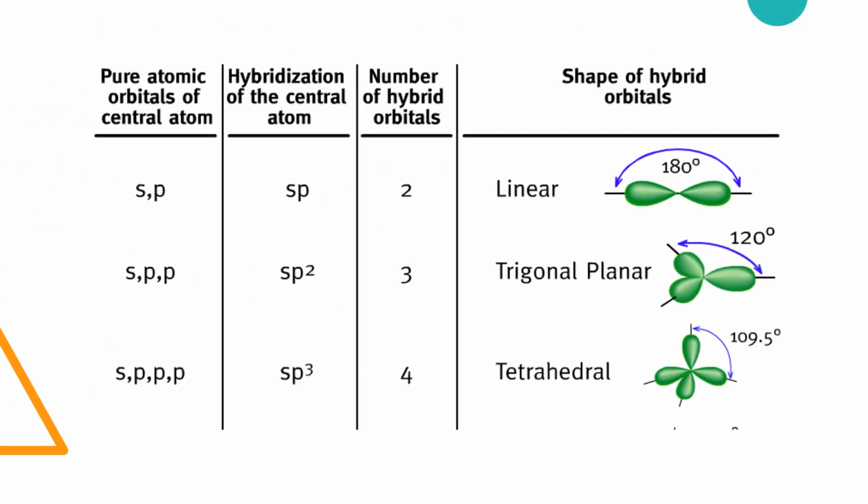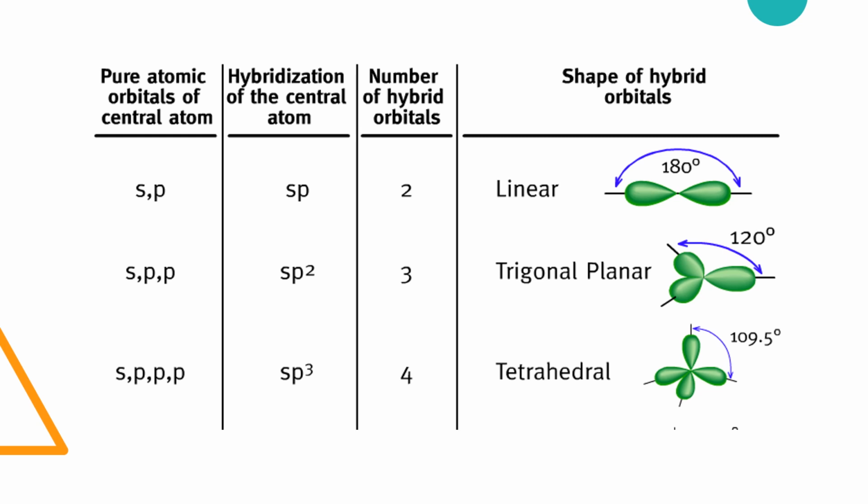As in the table, in the first figure, s and p are both on the x-axis, and combined they make sp. Here the number of hybrid orbitals is 2, so it is in the linear form and the angle between them is 180.